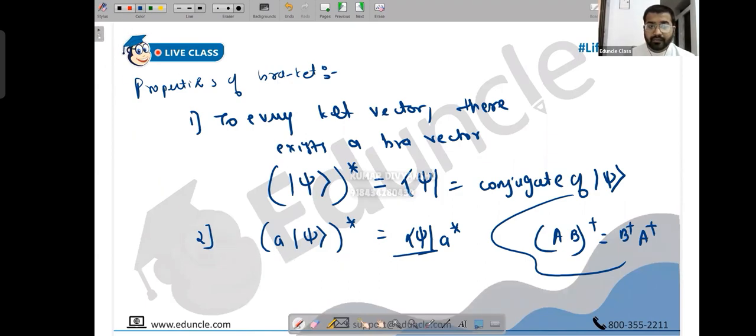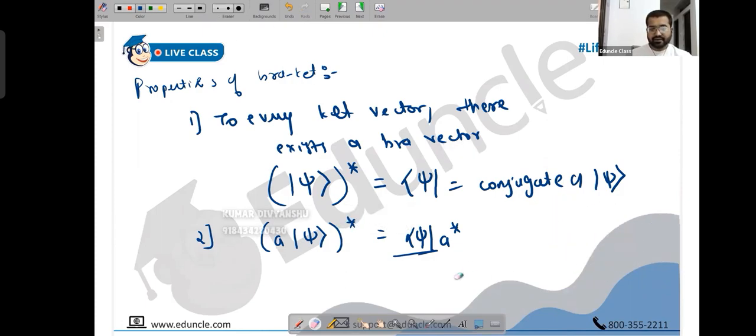Why dagger? It's conjugate only, no? It's not transpose. Why dagger? Dagger is conjugate only. It's not transpose at all. You're only taking conjugate. I'm not taking dagger of it. This was just to give you an idea. Forget this. We're learning only conjugate right now. Okay. Next. Third. Proceeding ahead.